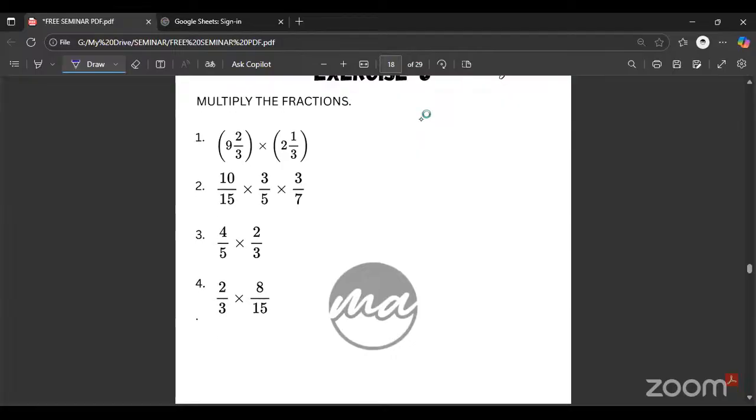If I'm taking the first question from here, let's look. Now here we can see it's a mixed fraction, right? We have a whole number, we have a fraction. Let's combine them together. Let's make an improper fraction first. 9 into 3 is 27. 27 plus 2 is 29. So it will be 29 over 3. 2 into 3 is 6, 6 plus 1 is 7, so that is 7 over 3. Now we can multiply. It will be 29 into 7 over 3 into 3.